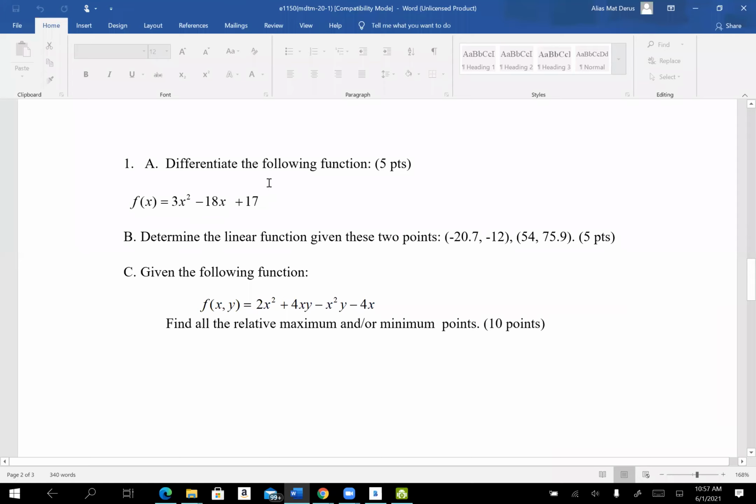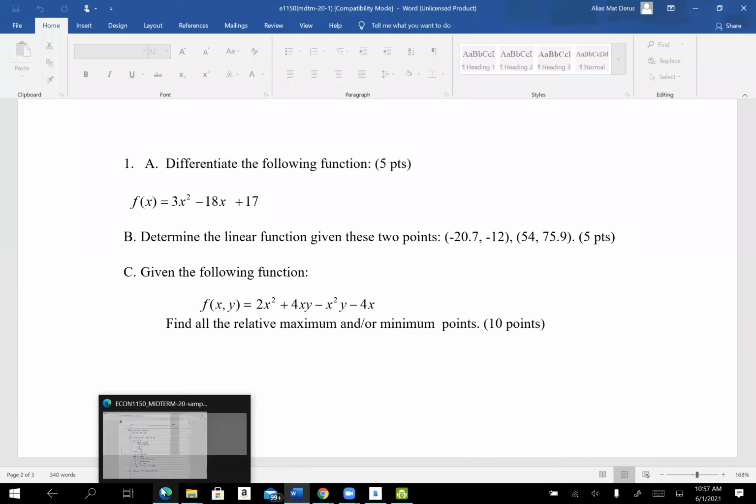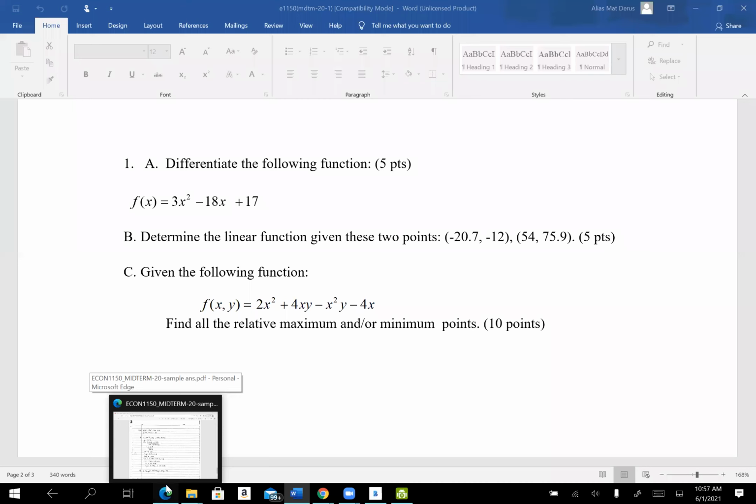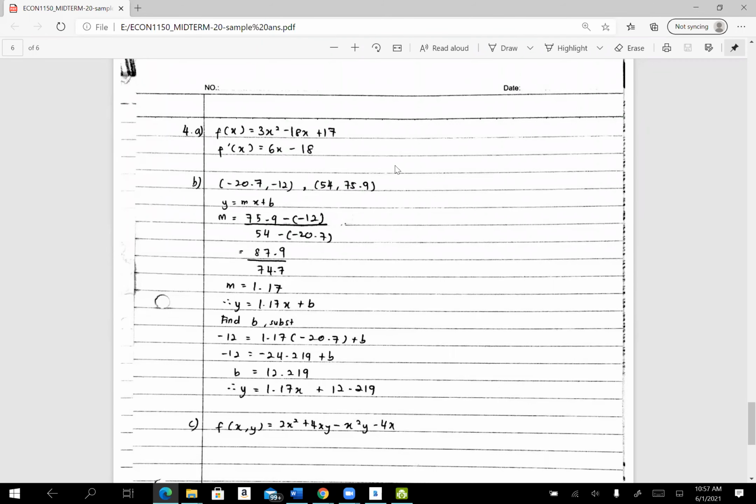So number 1, this is very easy to get the derivative of this one. And then to get the linear function, you just apply the slope and then get the intercept. This one is very easy. And then C, find all the relative maximum and minimum. So here you get the derivative fx, and then you get the derivative fy, and then you find the critical points. And then you test the second derivative test.